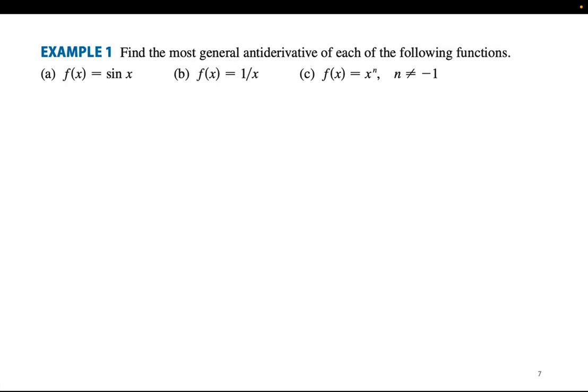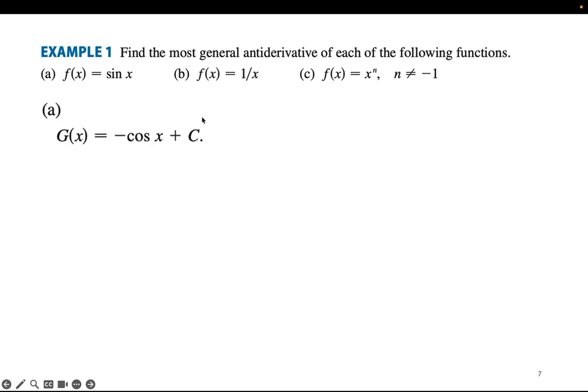Let's do some examples. For part A, the little f is sine of x. So I'm looking for the most general antiderivative of sine of x. If you know your derivatives, then you can find the antiderivative by just thinking backwards. For example, if I differentiate cosine, I get negative sine. So I put a negative in front of it. Then if I differentiate negative cosine, I get sine. Thinking backwards like that can give you one antiderivative, and then adding the plus c will give you the most general one, or the family of all of them.